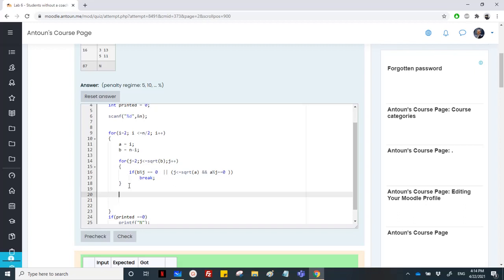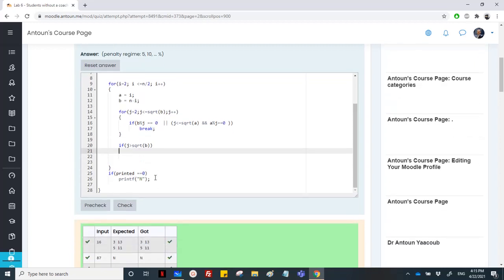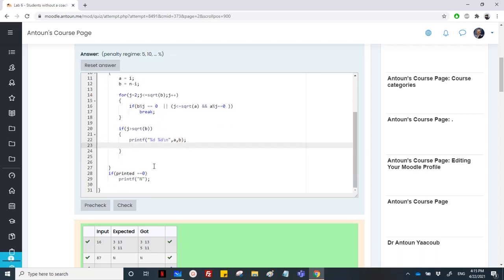So here, if I'm at the end of the loop, so if j is strictly greater than square root of b, so I have ended the loop normally, it means I have found a pair. So I will do a printf and I will raise my flag. So printf %d a comma b \n, obviously, and I will raise my flag to say, okay, I have found a pair.